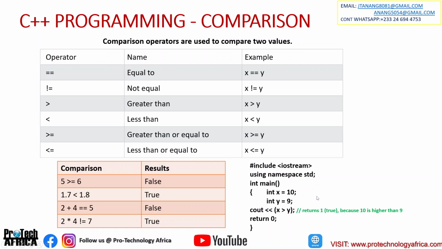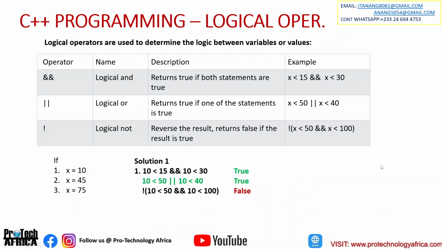So now let's look at this simple example. We have #include <iostream> and using namespace std. We have int main. We have int x equals 10, int y equals 9. cout: x is greater than y. Is that statement true? If that statement is true, we have an output that will be displayed here. It says return 1, in brackets true, because 10 is higher than what? 9. And then we have our return 0. Write this code, look at the aspect of the comparison operator, and see how well it works.